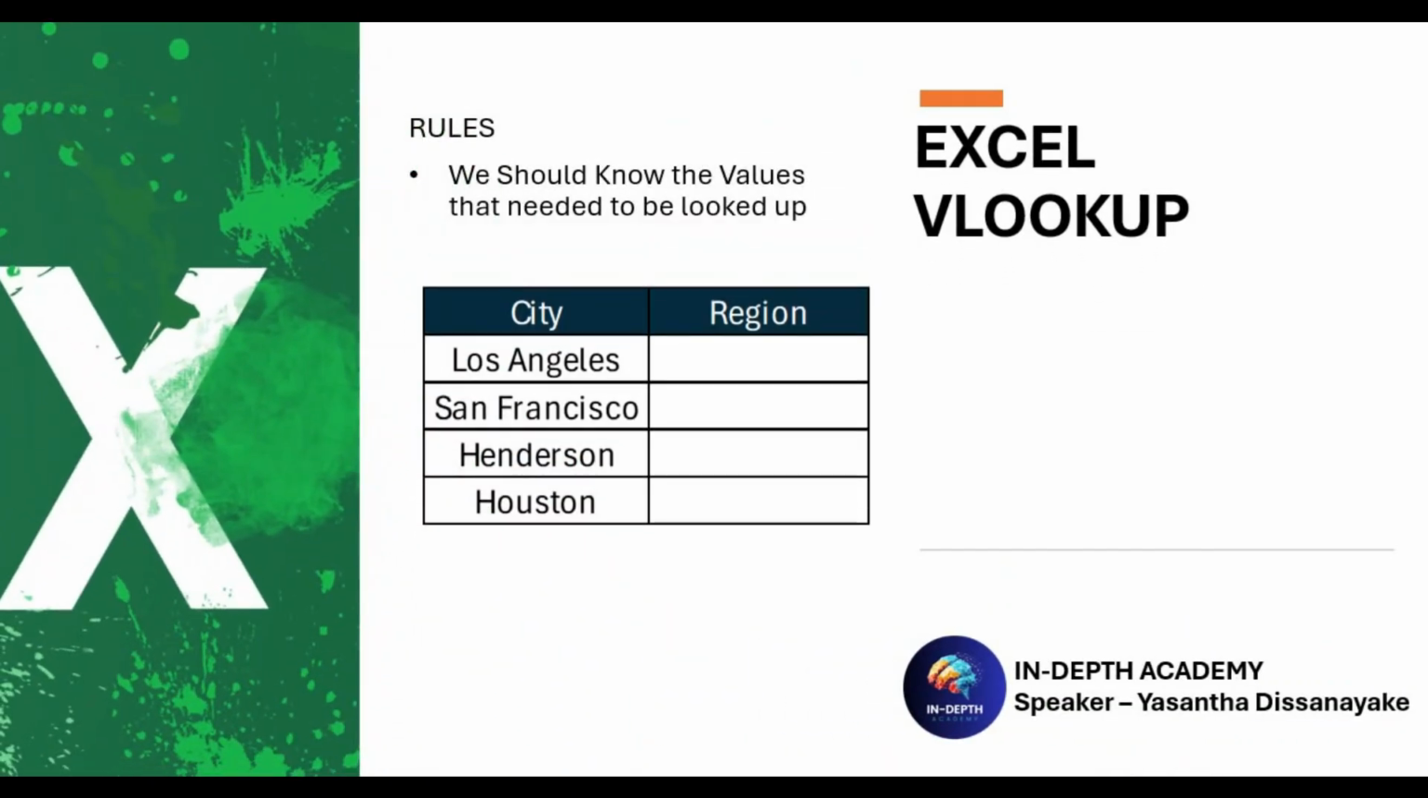As of the first rule, we should know the values that need to be looked up. So in this example, we are going to find the corresponding region values of some given city names. So here you have Los Angeles, San Francisco, Henderson and Houston.